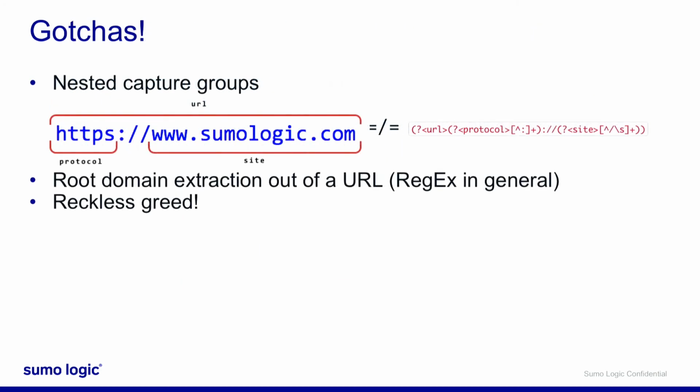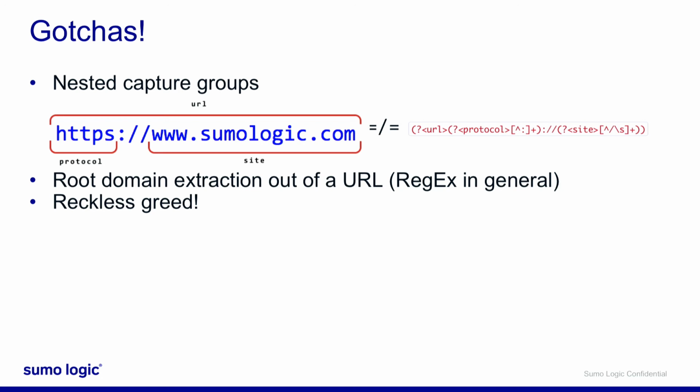And finally, some of the gotchas. Some of the ones that could bite you and have bitten me. Nested capture groups currently are not supported by RE2. So what this is essentially saying is, this is actually regex compliant, but it says, I want to capture the protocol and the site, but I want to encapsulate that in a larger field called URL. We can't do that today, so you might scratch your head.